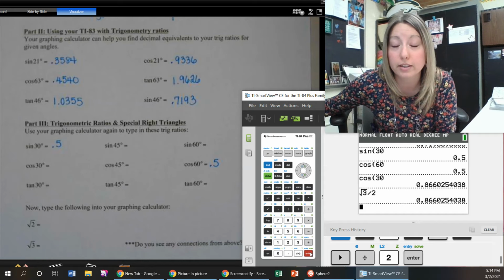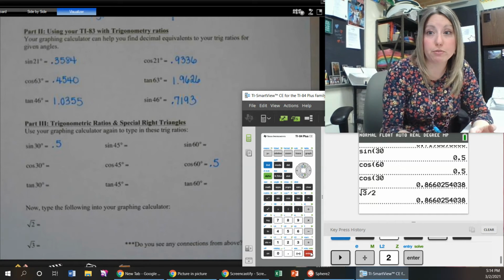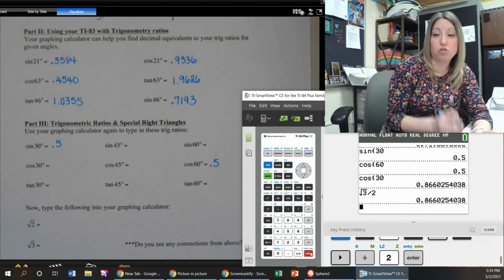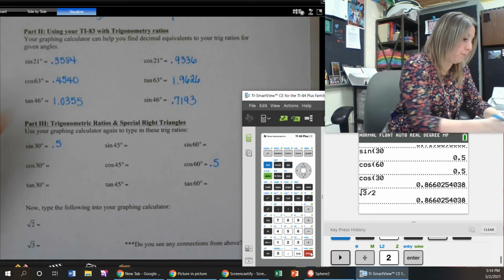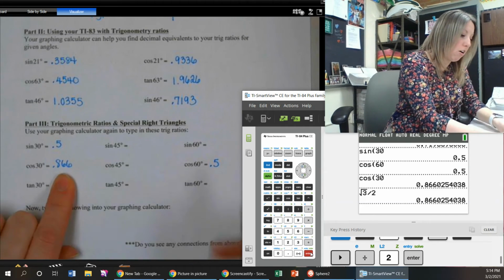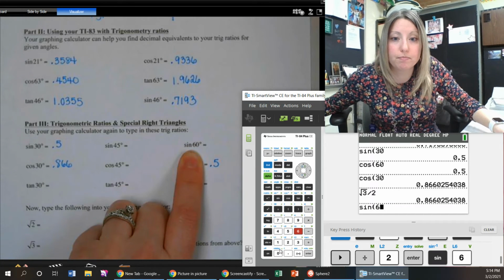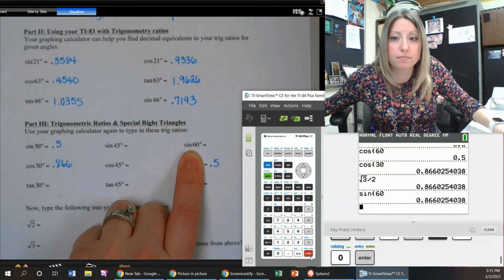You'll want to be able to recognize 0.866 because you're going to see that very frequently on here. Just note that that is radical 3 over 2, 0.866, and that also means that the sine of 60 is 0.866. Ready? Boom.